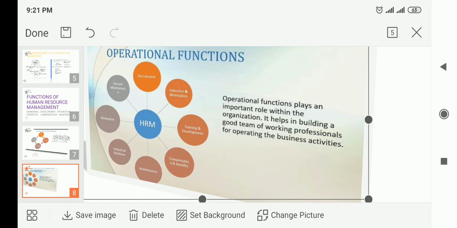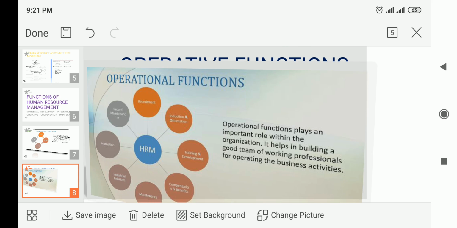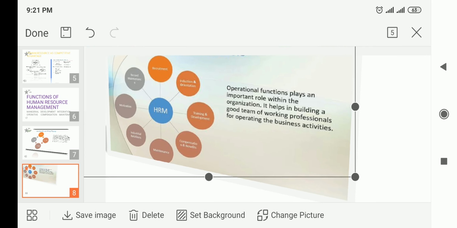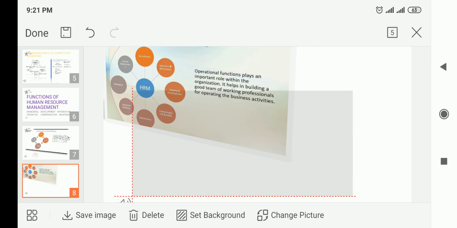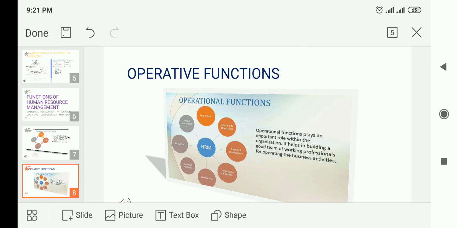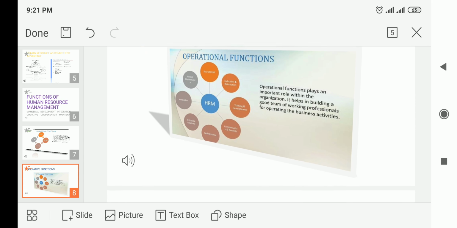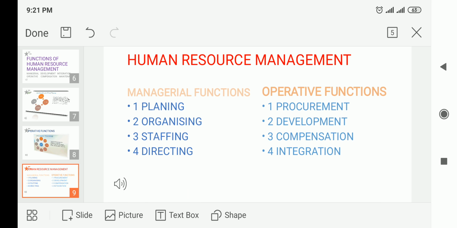Both are the same, but in the proper way of writing, it comes as operative, not operational. Sometimes we write operative, sometimes we write operational, but ultimately both are correct. Now that was the operative function. Now we move on to the next point, HRM.